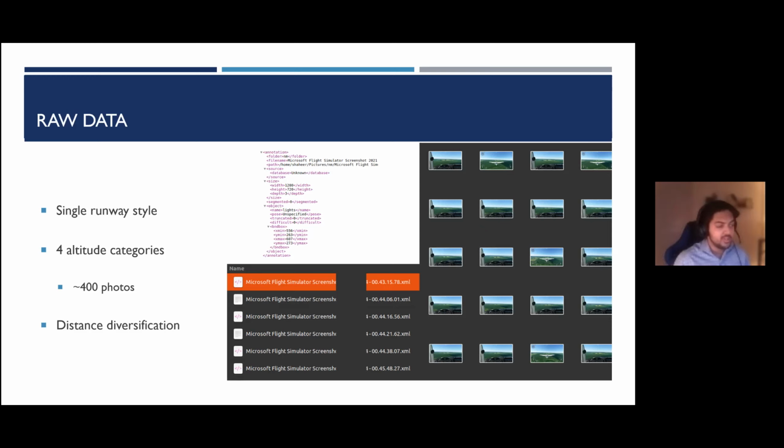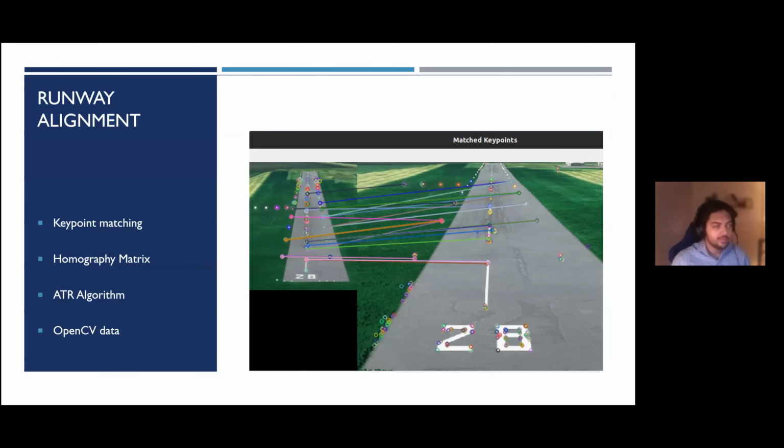There was also proper distance diversification. This is the distance from the runway in a length style, not altitude wide. So there's proper diversification for distance in that sense. First step of the process was runway alignment. Runway alignment was done using key point matching.